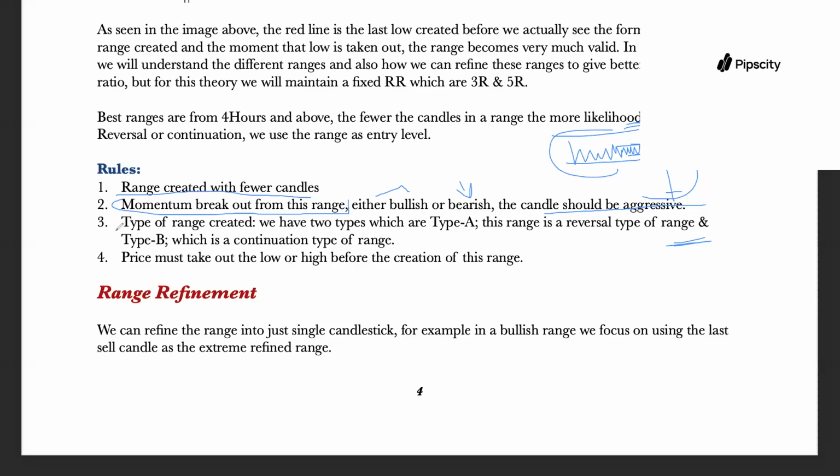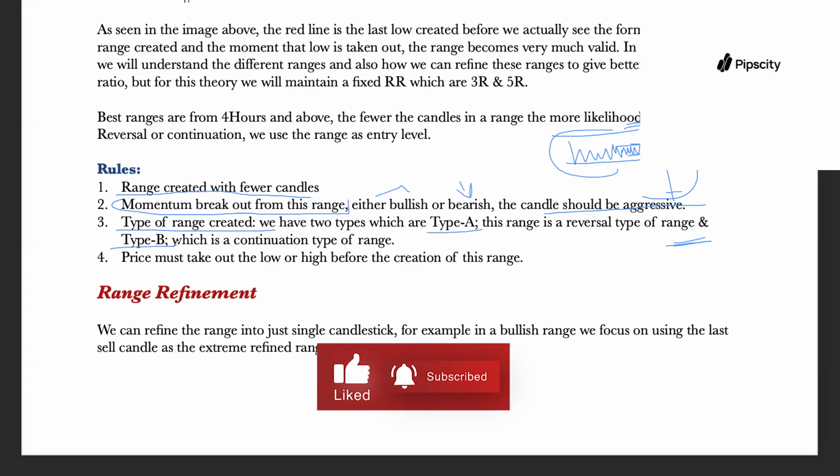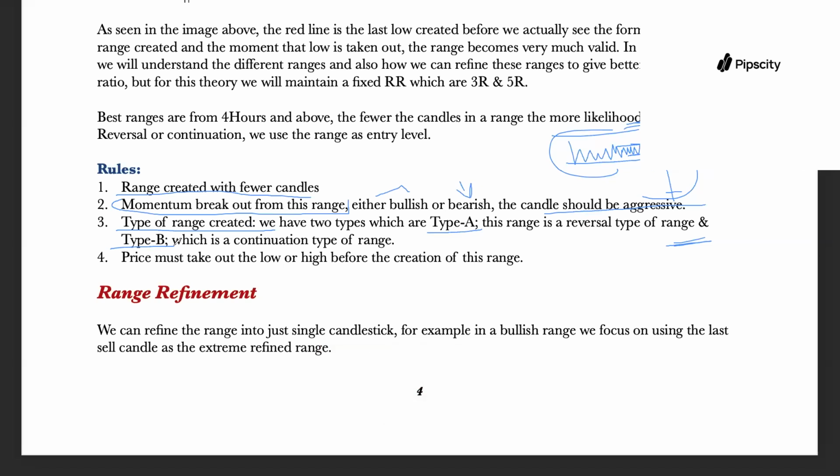Now, the next thing is what range is created. In these categories, we have 2 categories. This is the first category. The first category is type A and type B. We'll look at the next category later on. Now, this type A is basically 1 minute.